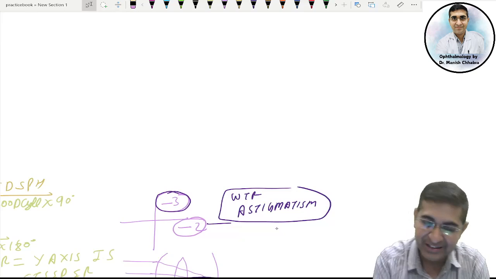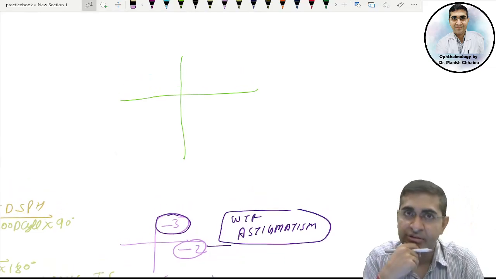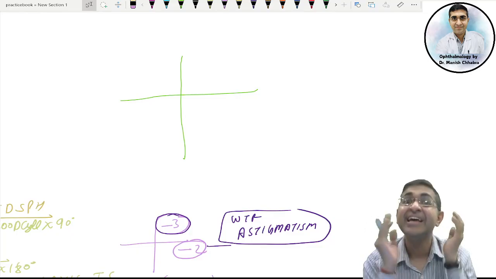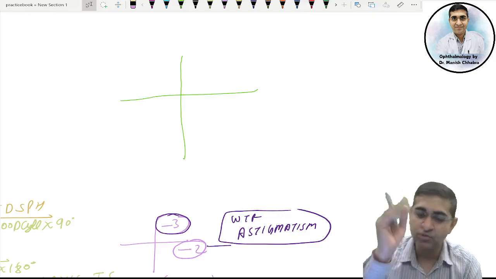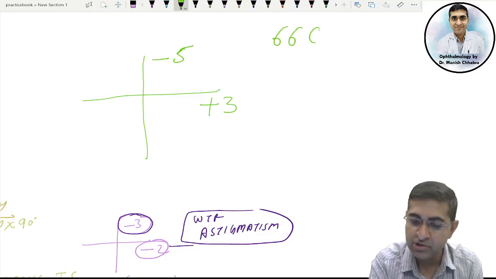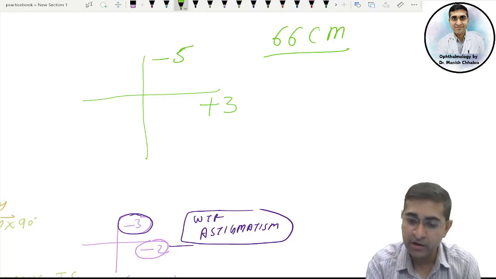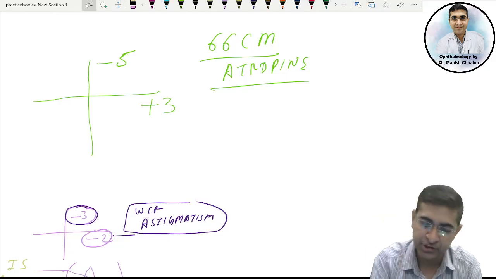Now before concluding the session, I am leaving you guys with one numeric question. I am going to give you a condition in which you will tell me what will be the final prescription that you will give to the patient. The retinoscopy was done from a distance of 66 centimeter and the point of neutralization was +3 and -5. It was done from a distance of 66 centimeter and the drug which we used was atropine. Now what will be the final prescription of the glasses that you will give to the patient? You need to tell me.